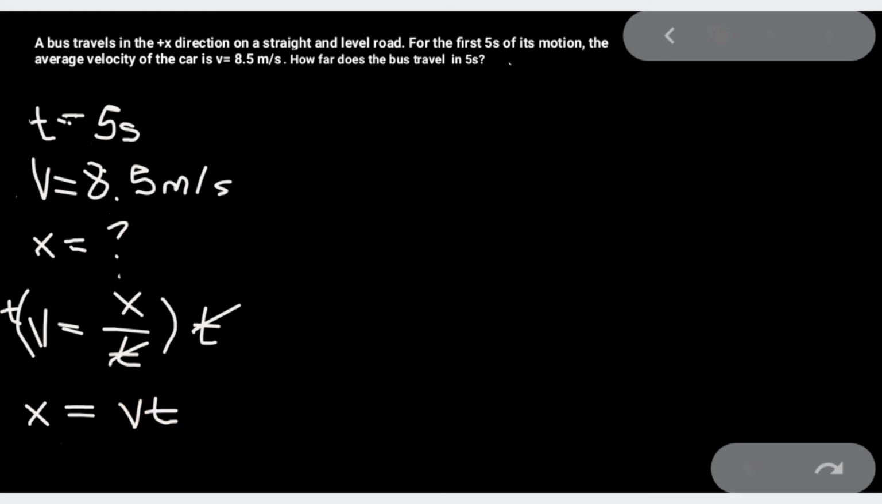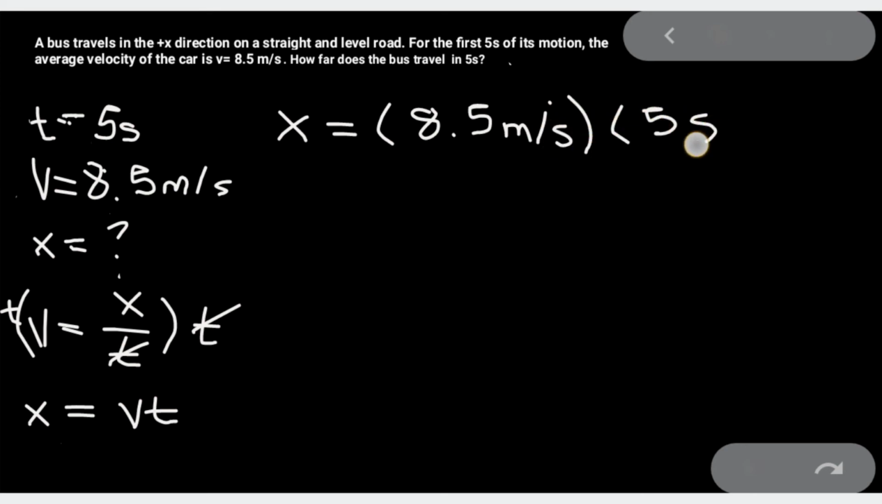Now that we have the equation for the displacement, we can substitute the given. So x is equal to the velocity, which is 8.5 meters per second, and the time, which is 5 seconds. So we can compute 8.5 times 5, which is 42.5 meters. So this is the displacement.